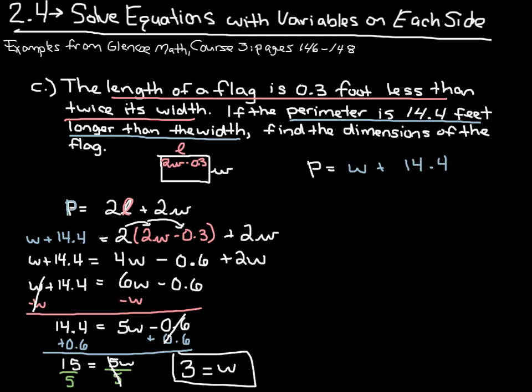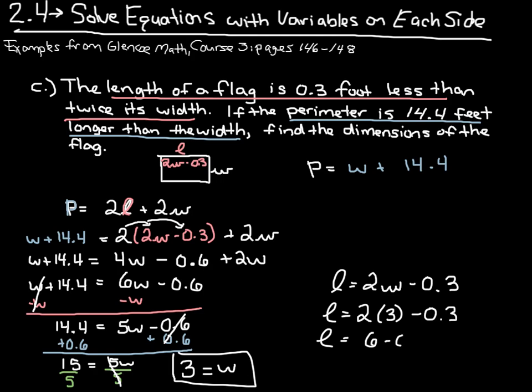Now we're looking for the total dimensions, not just the width. Luckily, we know that the length is equal to the 2W minus 3/10. Now that I know my W is 3, I can substitute that 3 in for W. 2 times 3 is 6 minus the 3/10, and length is going to be 5 7/10. And both these units here are going to be feet.